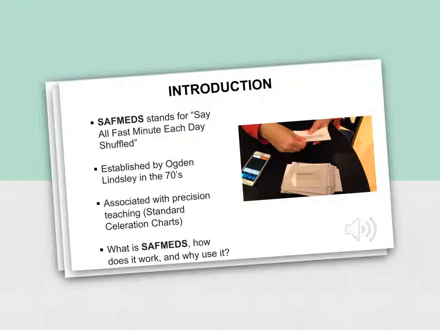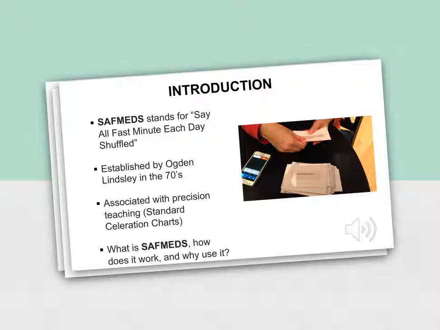SAFMEDs are similar to flashcards in that they are a study tool for vocabulary by containing a term on the front and the definition on the back of the card. However, there are a couple main differences. The key strategy of SAFMEDs is pace, as the terms must be said in 1 minute. Additionally, the cards must be shuffled prior to each study session.